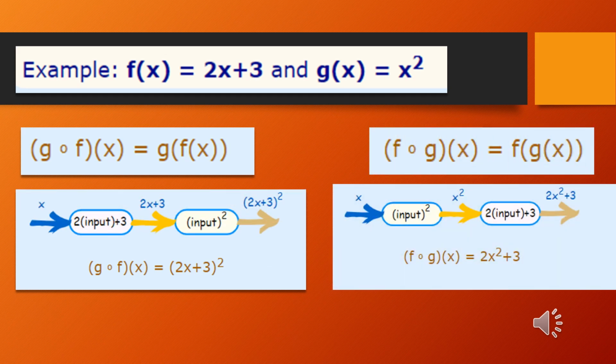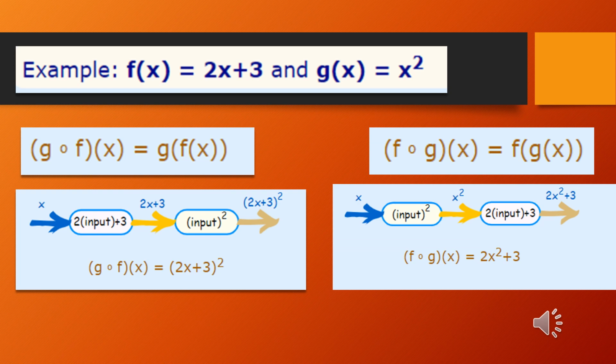In this example, our f(x) is equal to 2x plus 3 and our g(x) is equal to x squared. x is just a placeholder. To avoid confusion, let's just call it input. So our f(input) is 2 times input plus 3, and our g(input), which is our x, will be input squared, which is our x squared. First we apply f, then apply g to get the result.